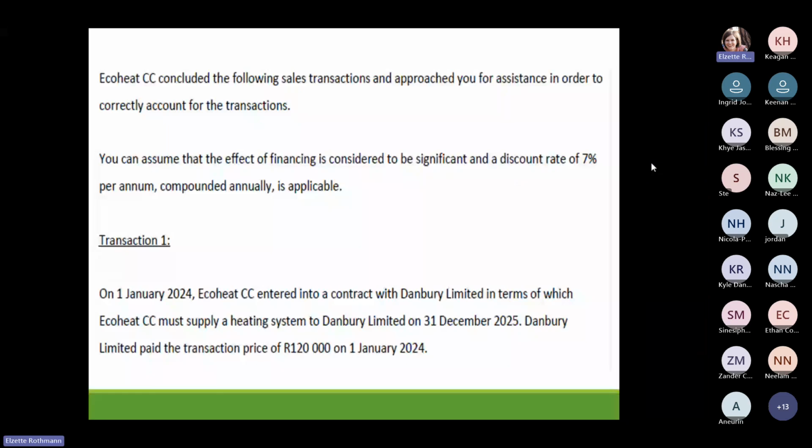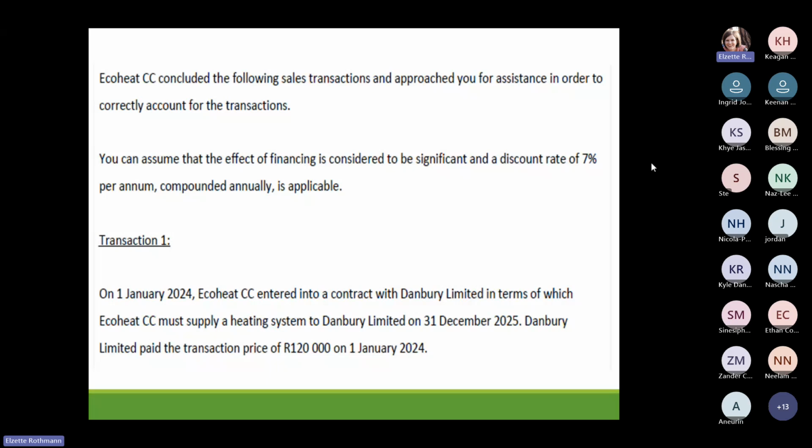Okay, let's see what transaction 1 tells us. Transaction 1 tells us that on 1 January 2024, Eco Heat CC entered into a contract with Danbury Limited, in terms of which Eco Heat CC must supply a heating system to Danbury Limited on the 31st of December 2025. Danbury Limited paid the transaction price of 120,000 Rand on the 1st of January 2024.